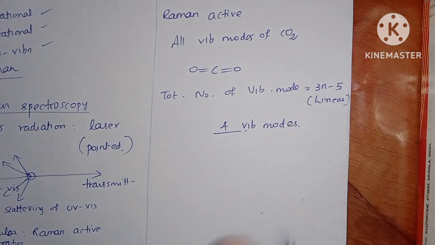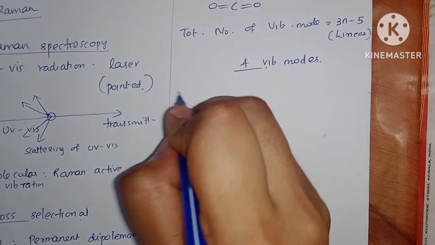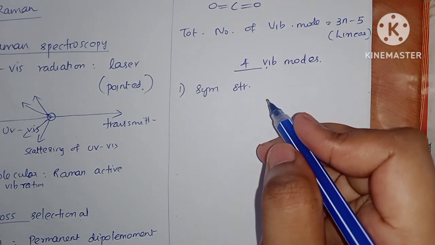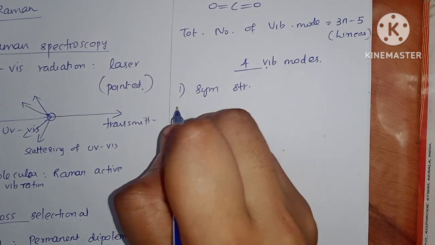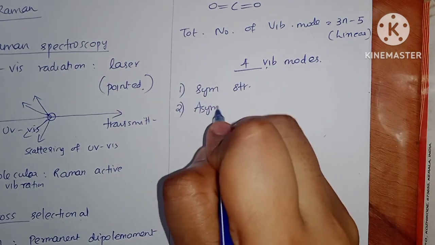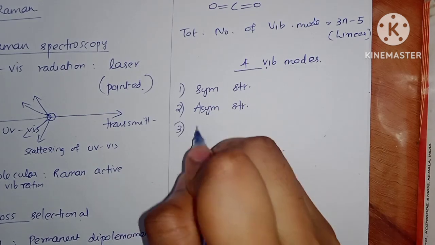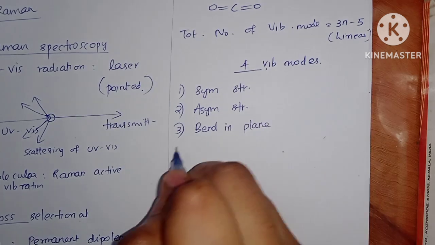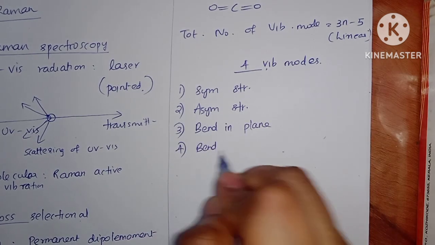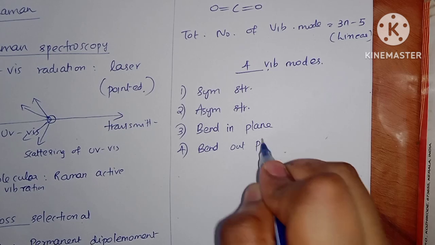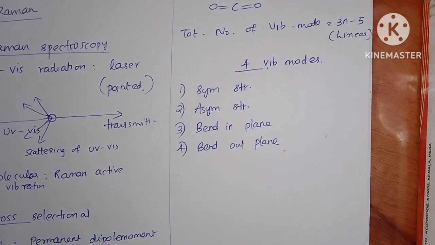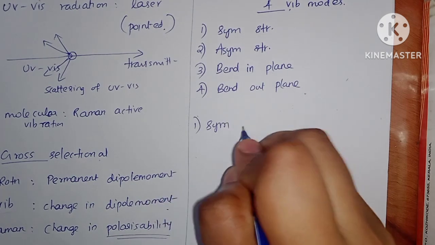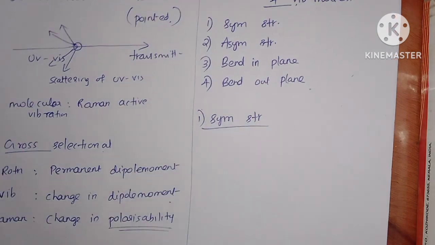In these 4 total number of vibrational modes, we are considering each of them. First one is symmetric stretching. With this we have already studied in the case of IR activity. Second one is asymmetric stretching. Third one is bending in plane. Fourth one is bending out of plane. Let's first take the first mode of vibration, that is symmetric stretching, and see whether it is Raman active or not.